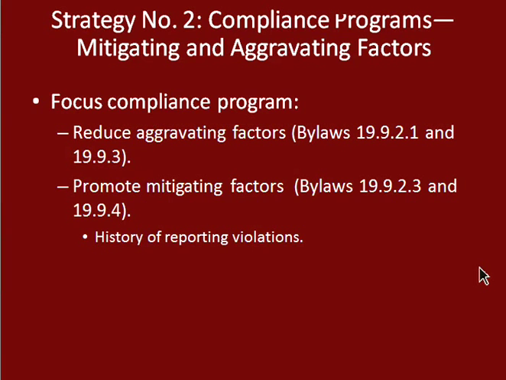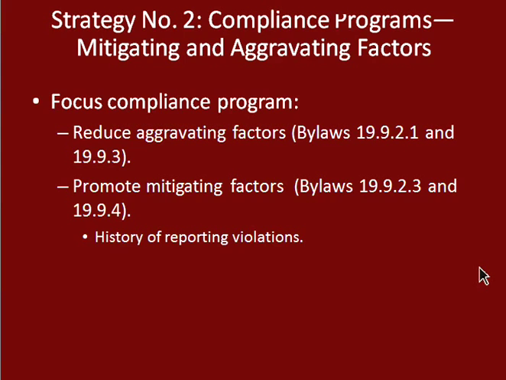Also, your compliance program needs to look at the aggravating factors under Bylaws 19.9.2.1 and 19.9.3, and the mitigating factors under Bylaws 19.9.2.3 and 19.9.4. And you look at your compliance program and look at those aggravating factors. Are there any aggravating factors on that list, or any factors that you think could be considered aggravating that currently exist on your campus? And if so, what are strategies that you can put in place right now and document to make sure that you reduce the likelihood or the occurrence or existence of those aggravating factors?